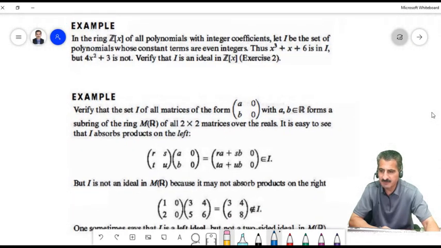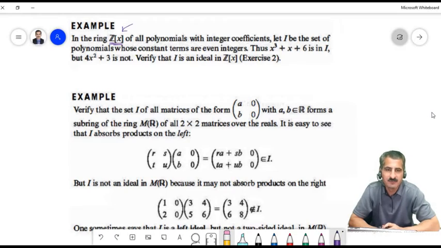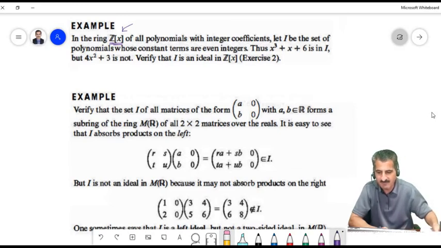In here, the ring Z of X of all polynomials with integer coefficients. This notation here denotes all polynomials. You know polynomials, they are summation of powers of X. The powers are integer powers, and the coefficients here are coming from Z. That's why we have Z in here.